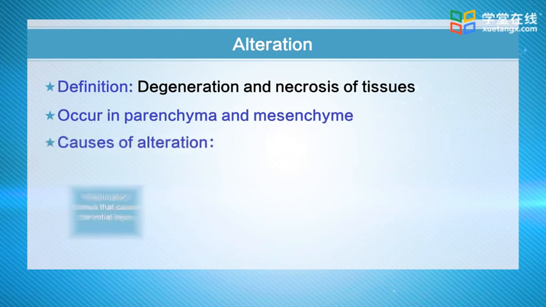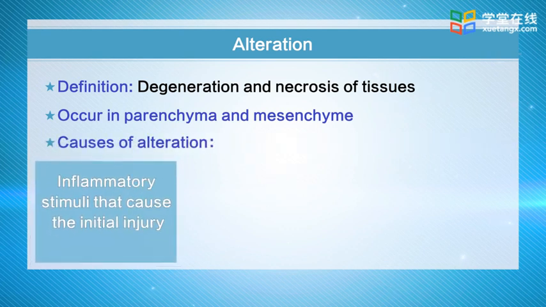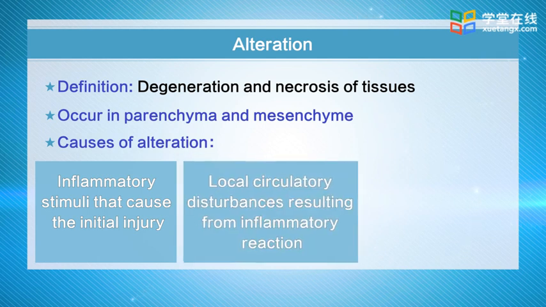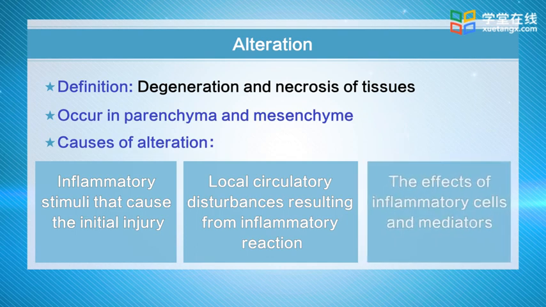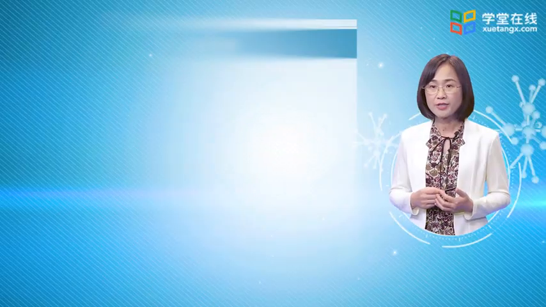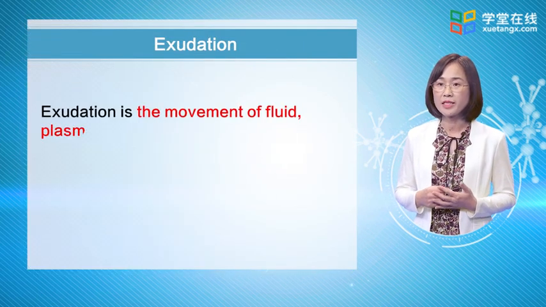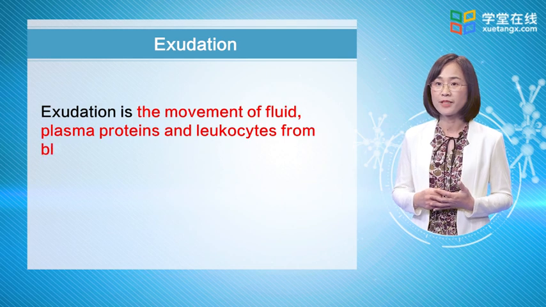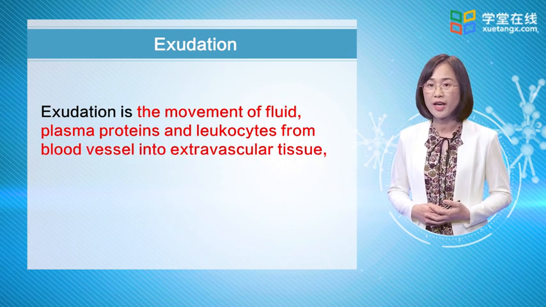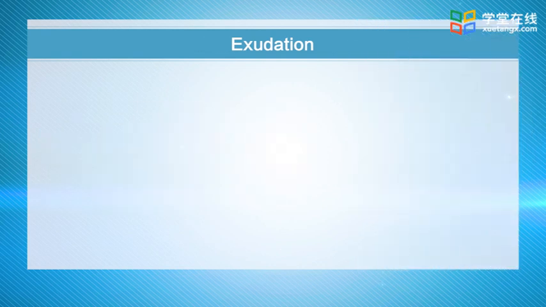Causes of alteration include the initial inflammatory stimulus, the secondary local circulatory disturbances, and the effects of inflammatory cells and mediators. As already mentioned, tissue injuries rapidly cause vascular reaction, which is followed by inflammatory exudation. What is exudation? Exudation is the movement of fluid, plasma proteins, and leukocytes from blood vessels into extravascular tissue at the site of injury.